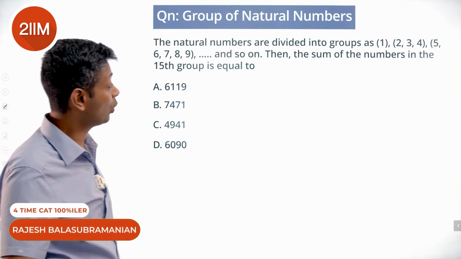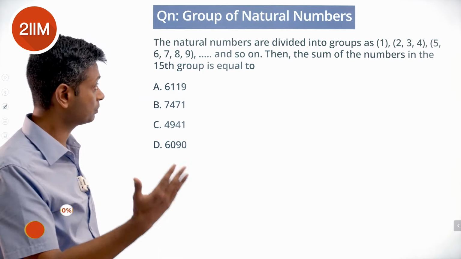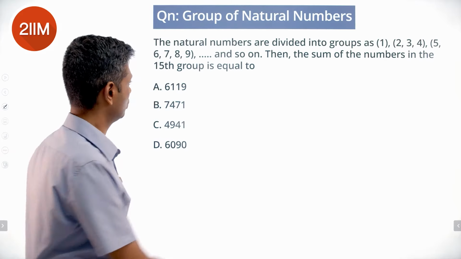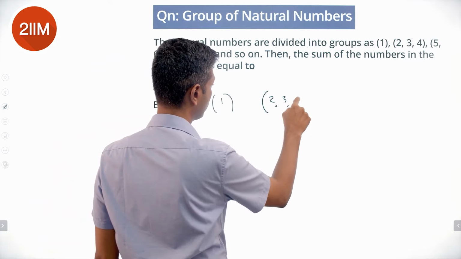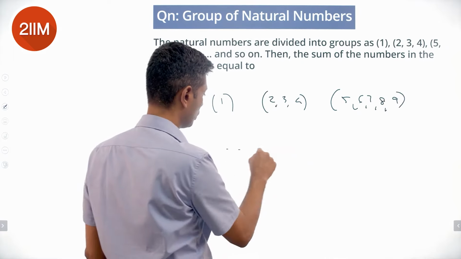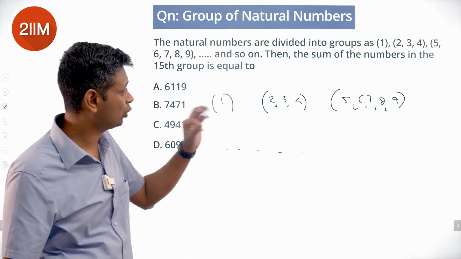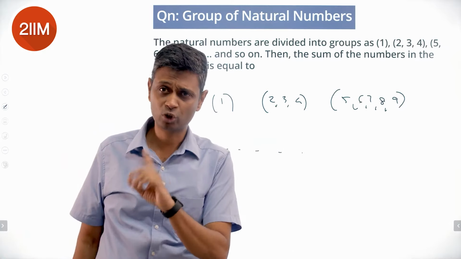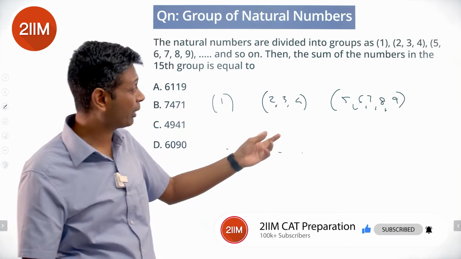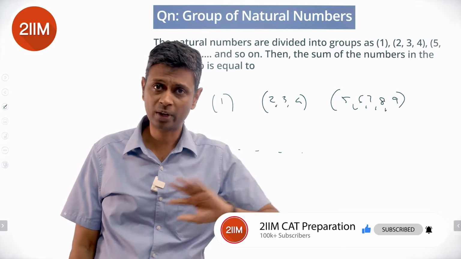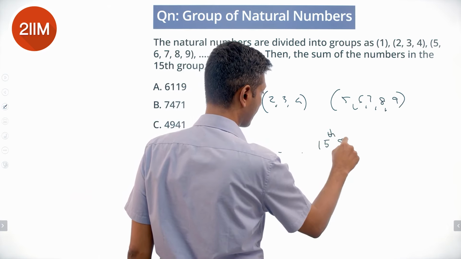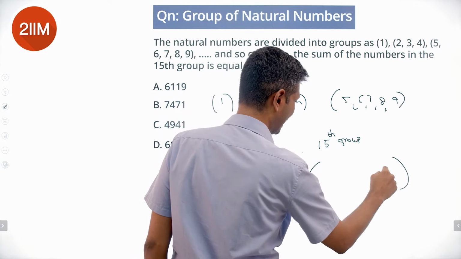The natural numbers are divided into groups 1, 2, 3, 4, 5, 6, 7, 8, 9, and so on. And the sum of the numbers in the 15th group is equal to, very interesting. The first group has one element, second group has three elements, third group has five elements, and so on. The first group ends with 1. Second group ends with 2 square, third group ends with 3 square, fourth group ends with 4 square, and so on. Or the 15th group should end with 15 square.